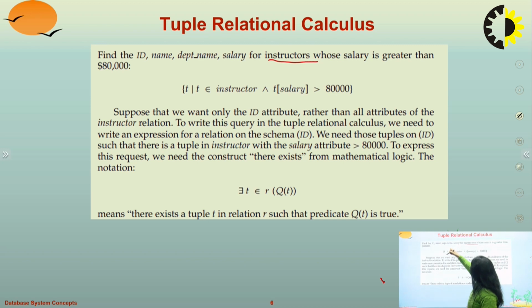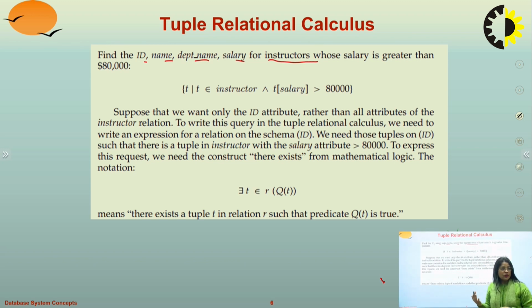Then we will make this line, and after that, as we need to find all the tuples, we need to find here ID, name, department, and salary. These 4 attributes are part of a single tuple in the instructor relation.